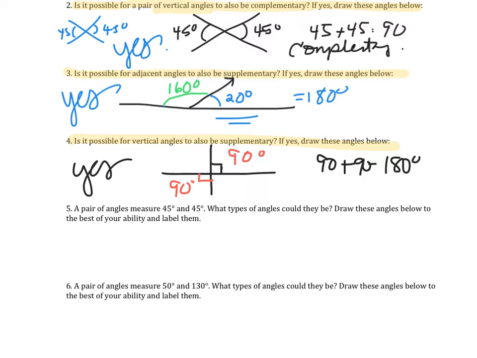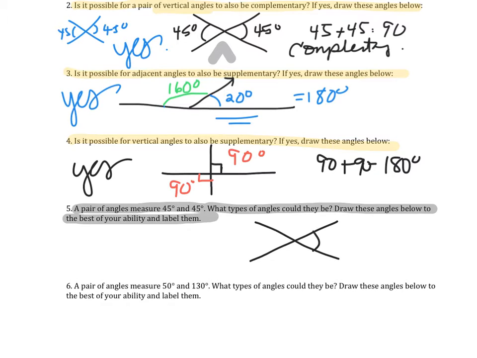Okay, so let's go back to this. A pair of angles measure 45 and 45, and that makes me think of that right there. What types of angles could they be? Draw these angles below to the best of your ability and label them. Well, I just did it up there. If this was 45 and this was 45, they would be vertical and they would be complementary.